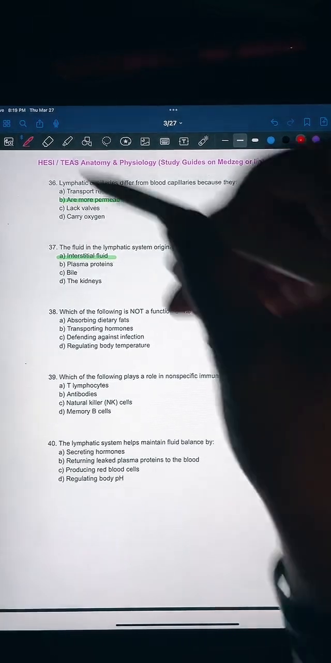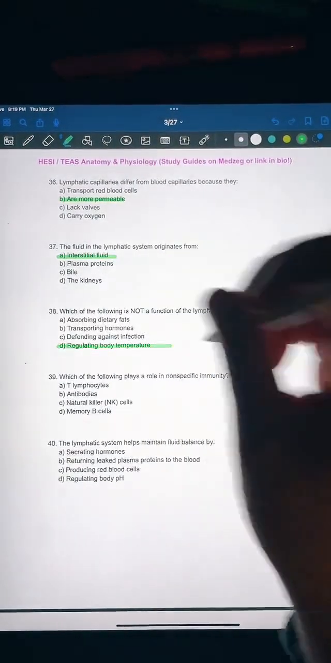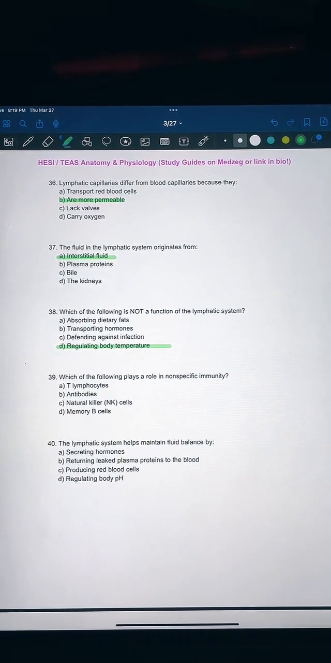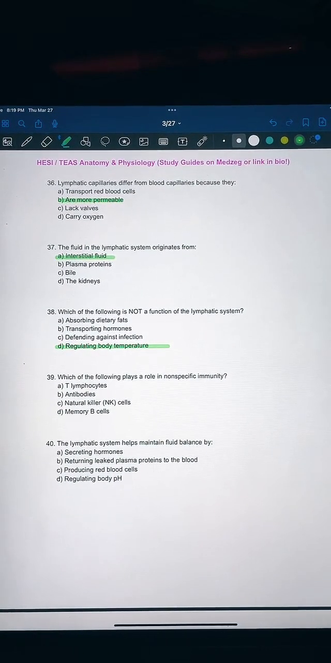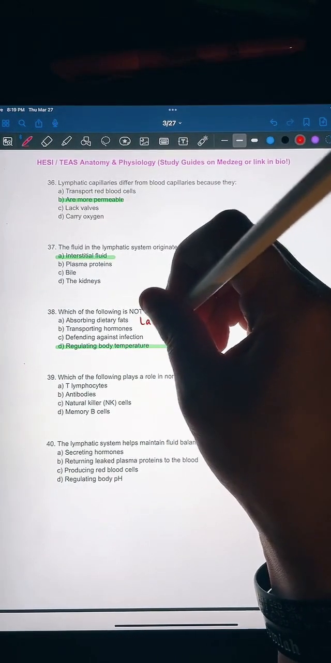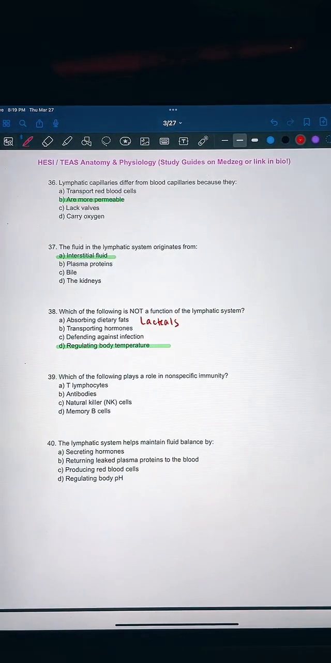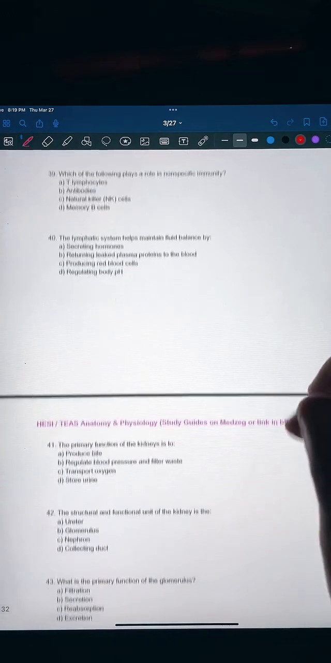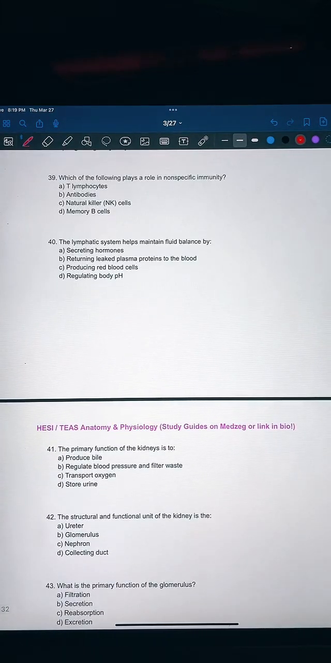Awesome. So the answer for 38 is that it does not regulate our body temperature. It does actually absorb dietary fats. The lymphatic system absorbs fats from the small intestine via lacteals. It's actually a secondary function of it as well. Moving on to number 39. Which of the following plays a role in non-specific immunity?